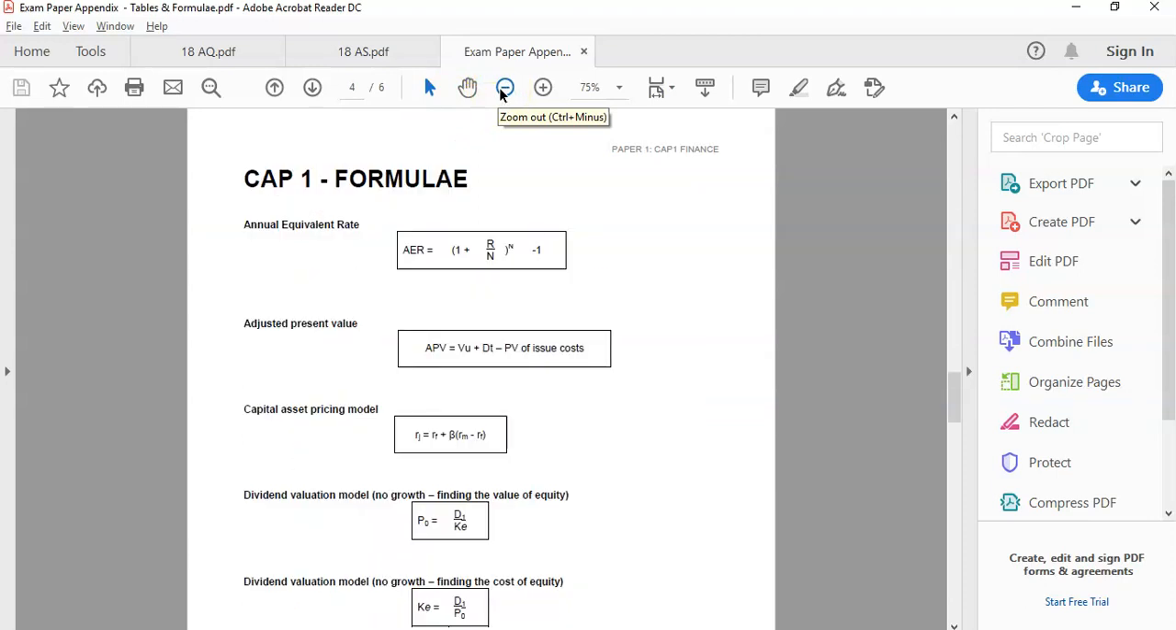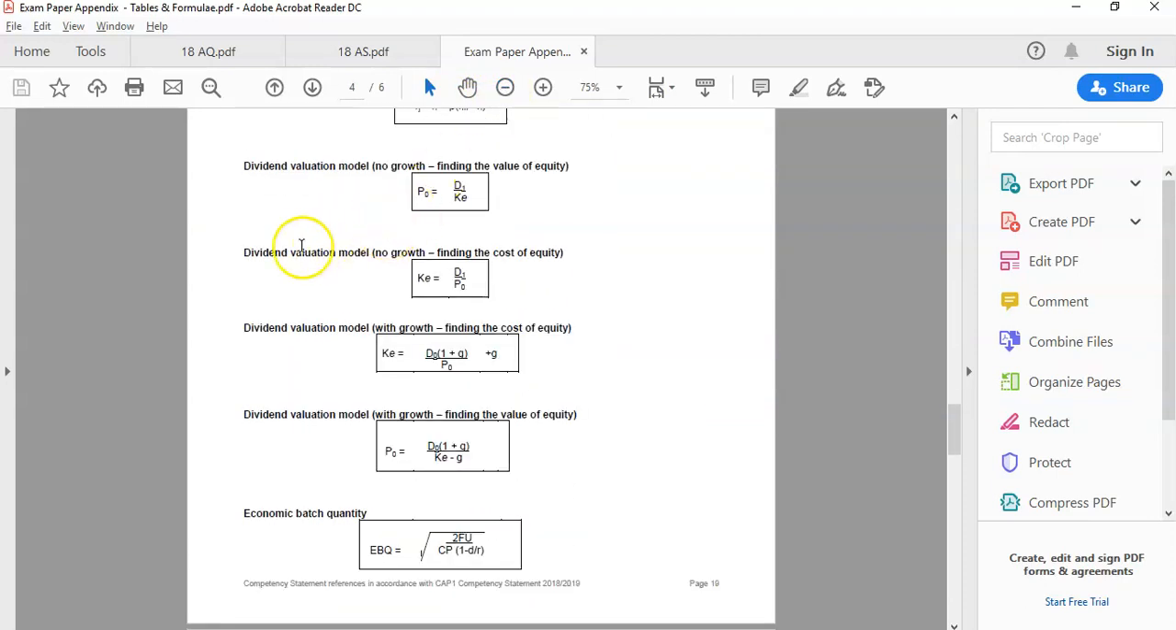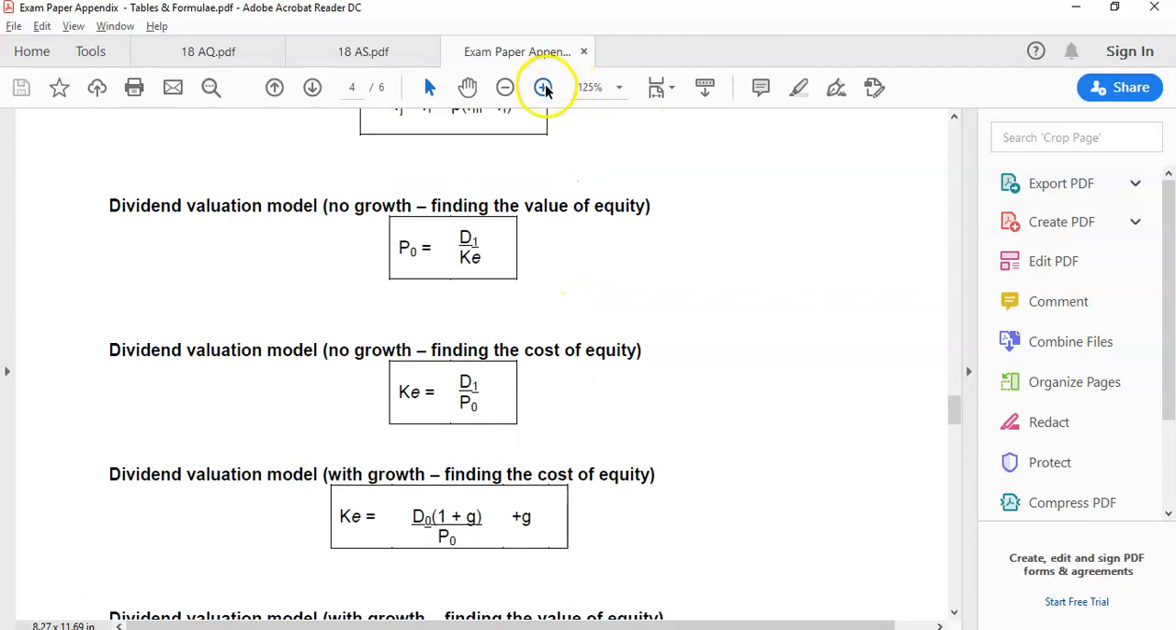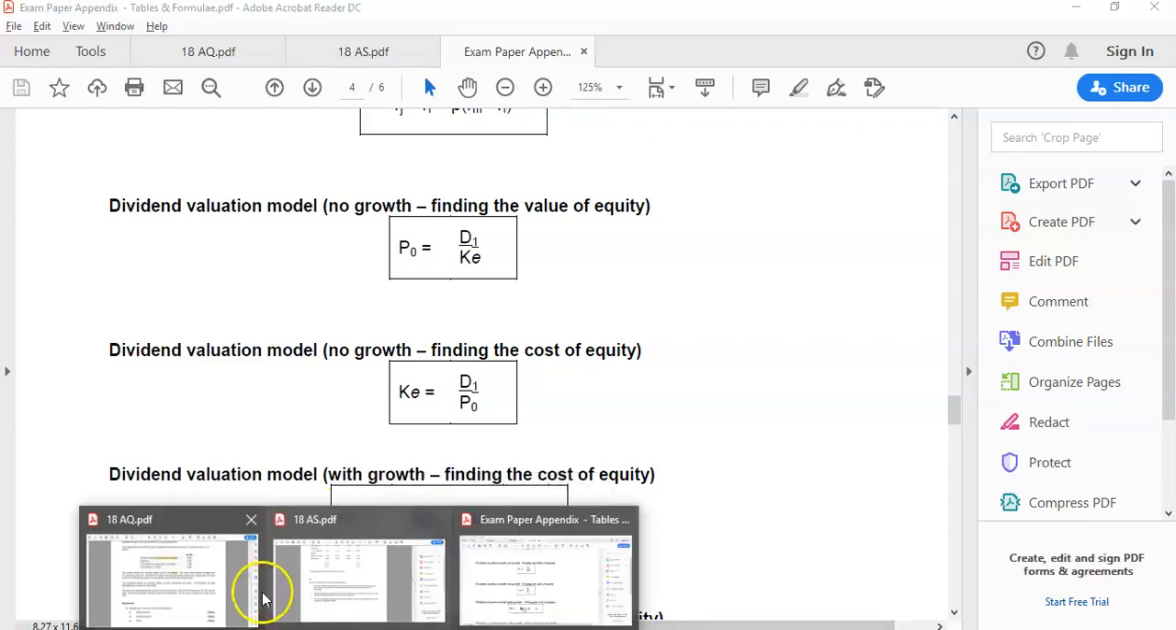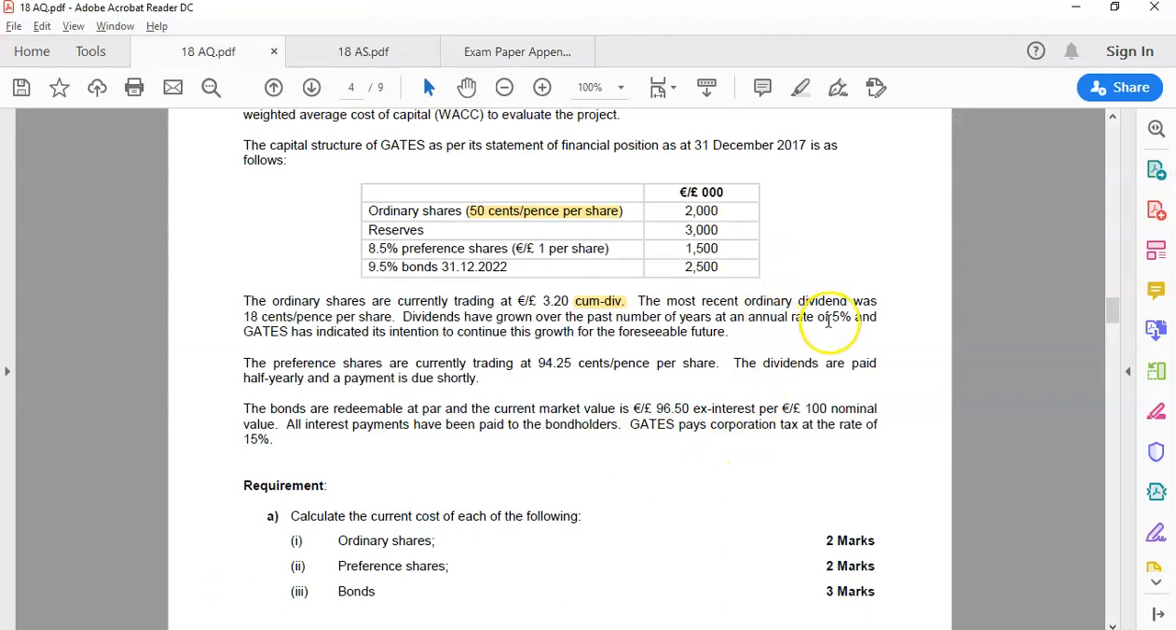And if you go and look at the dividend valuation model, we're looking for with growth, finding the cost of equity. That's the one we're looking for. The cost of equity equals the dividend today, which is 18 cents, times 1 plus G. In this question, they made it easier. They gave you G directly. You maybe have to calculate G.